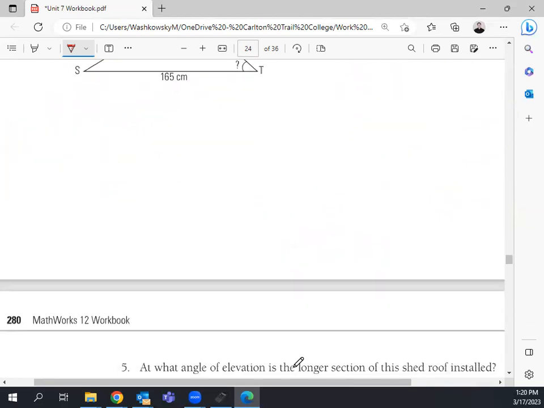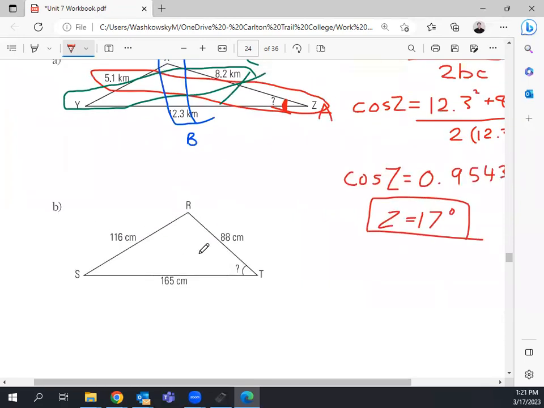Okay. So try out question B here on your own. It is set up the same way, the exact same type of question. So try out question B. I'll give you a minute and a half for that, just like before.